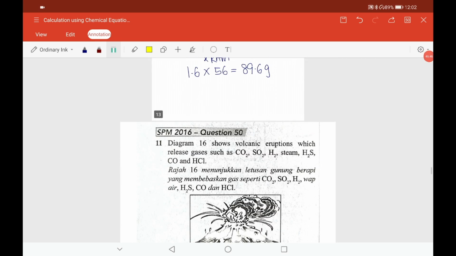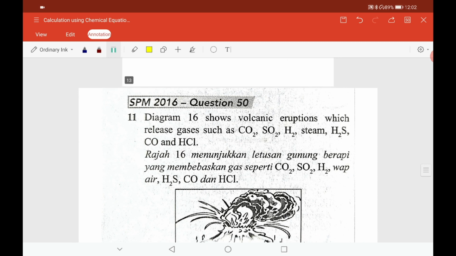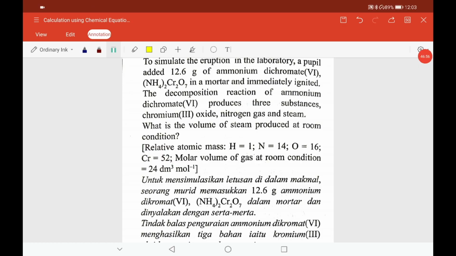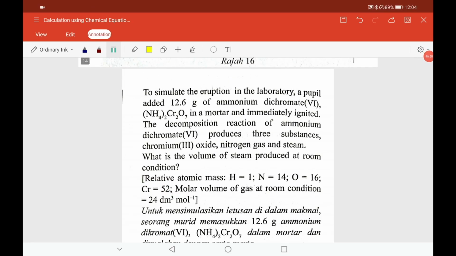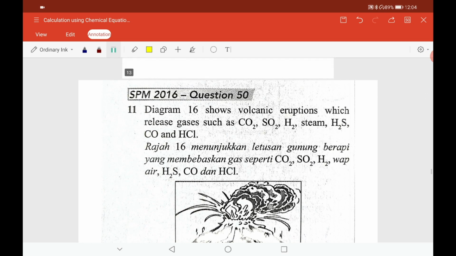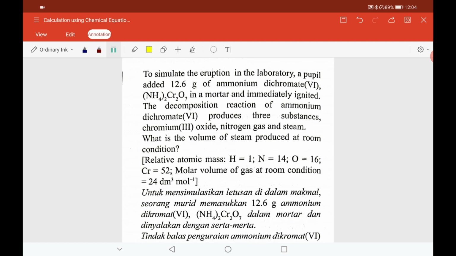Alright, so the next question is a little bit tricky. This is SPM 2016. As you can see, they didn't give us a chemical equation, so we need to write out the chemical equation ourselves.